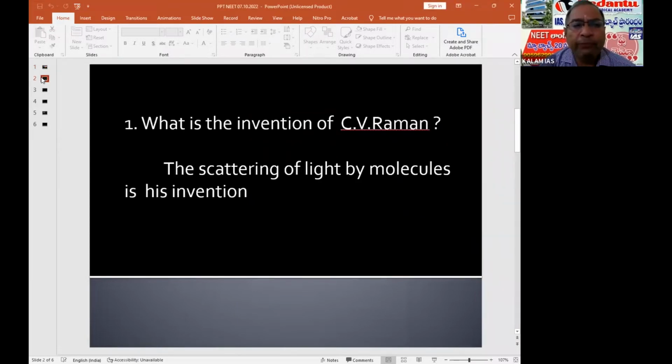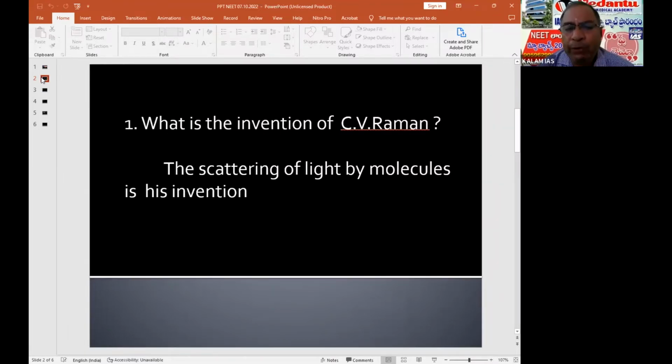So the first question is, what is the invention of C.V. Raman? Once C.V. Raman sir was going by flight, he observed that the sky and the water in the ocean are both blue in color. After landing, he studied the reason why both are blue in color. After his study, he observed that this blue color is due to the scattering of the molecules present in the atmosphere.